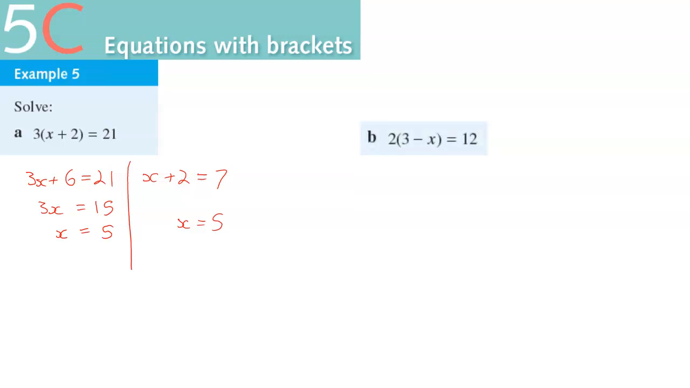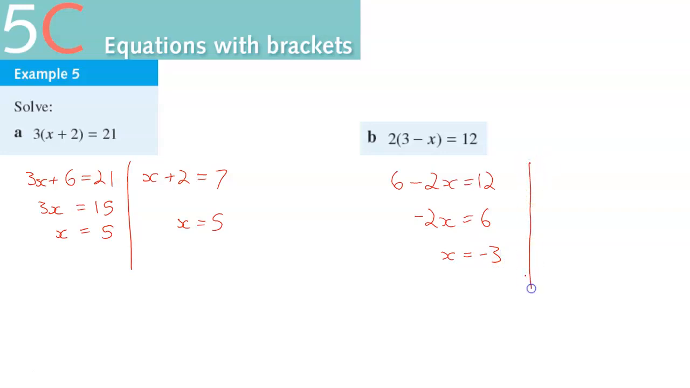Pause the video now and have a go at solving this equation using both methods. Okay, so using the expanding first method, I get 2 times 3, which is 6, 2 times negative x, so that's subtract 2x, equals 12. Now I can subtract 6 from both sides, making sure I don't lose the negative. So negative 2x equals 6, and then divide both sides by negative 2. So x equals negative 3.